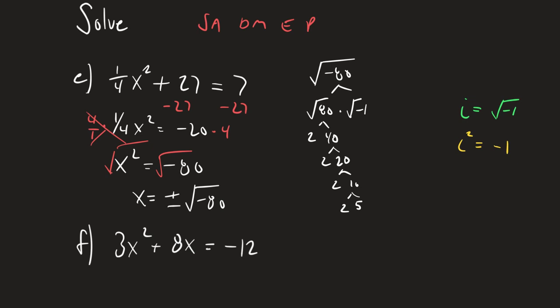So look for any pairs. Got a pair of 2s, another pair of 2s, and only one 5. And then what about that square root of -1 up there? That's i.